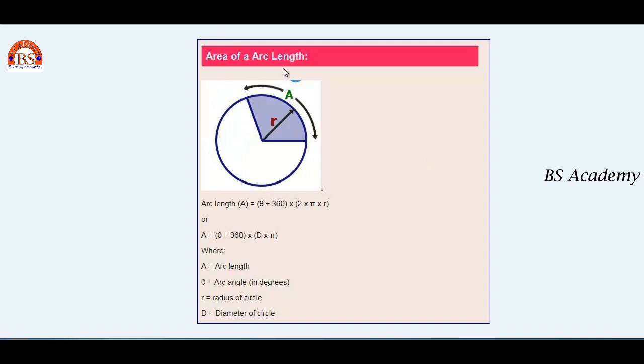And the next is area of arc length. Arc length A is equal to theta divided by 360 into 2 into pi into r, or we can write it as A is equals to theta divided by 360 into d into pi, where A is called as arc length and theta is arc angle which is in degrees, r is the radius of the circle and d is the diameter of the circle.